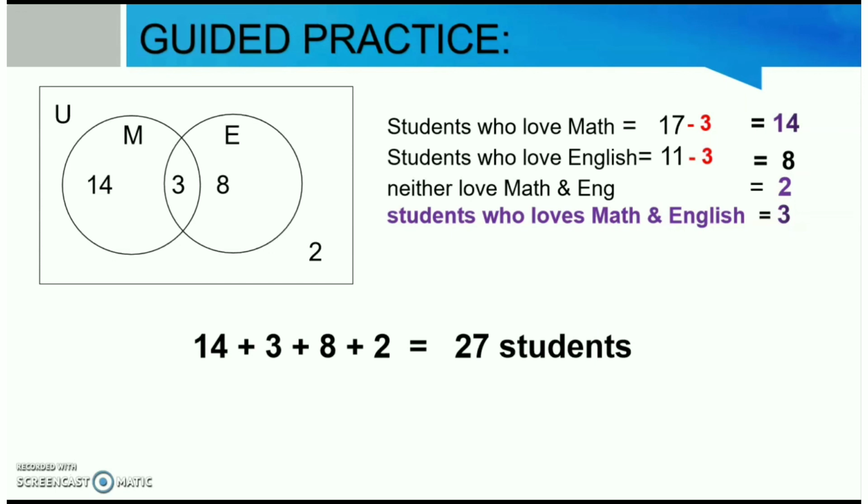So, okay, so that's all for now. I hope natutunan ang mga basic concept and basic problems related sa Venn diagram and set notations.